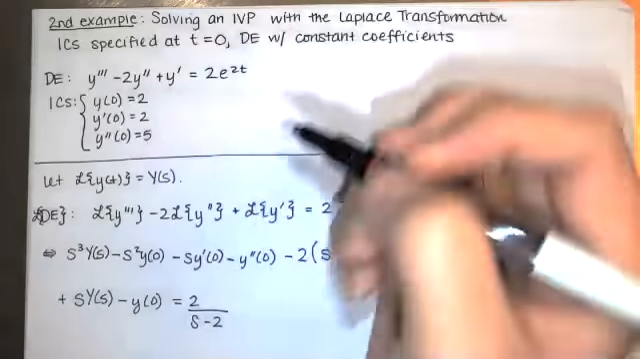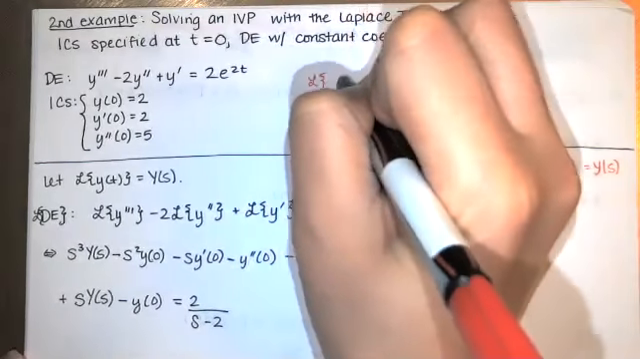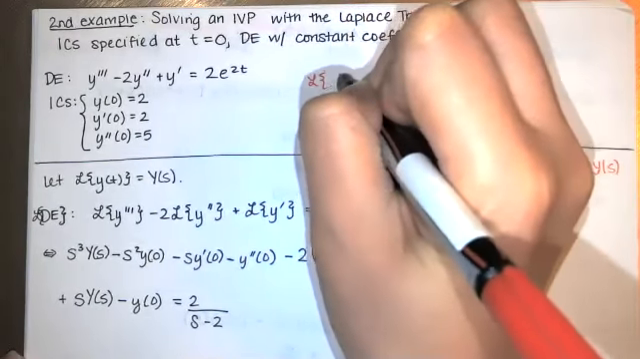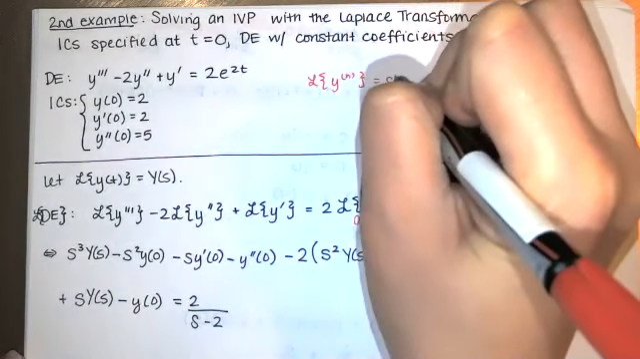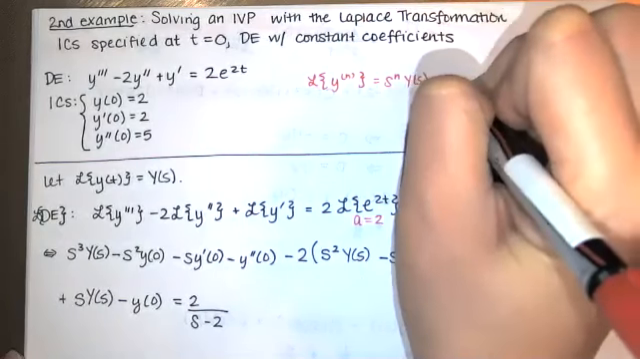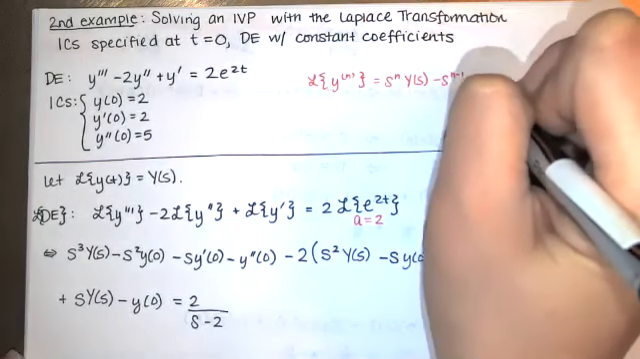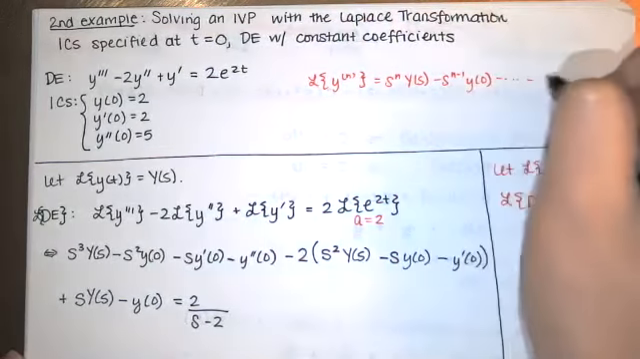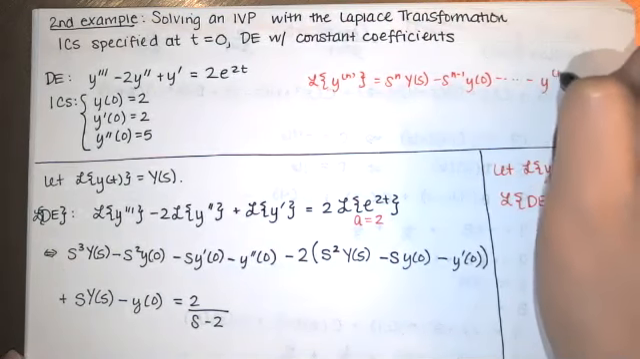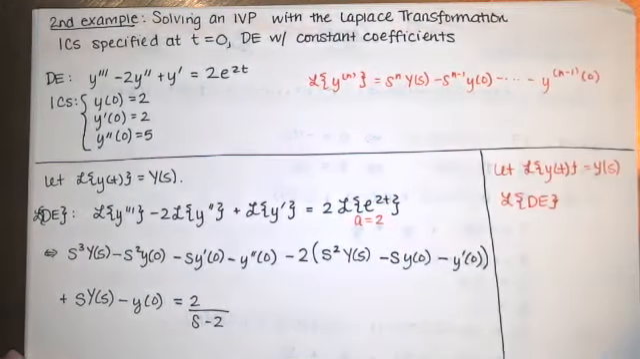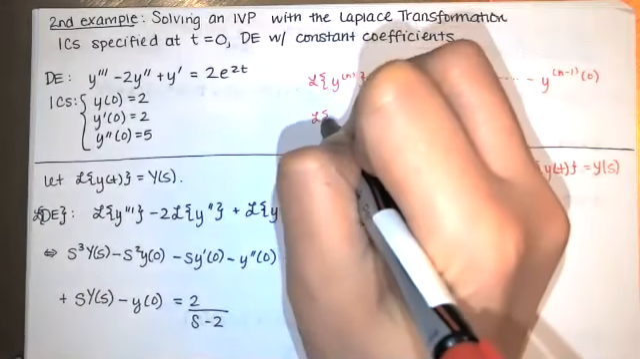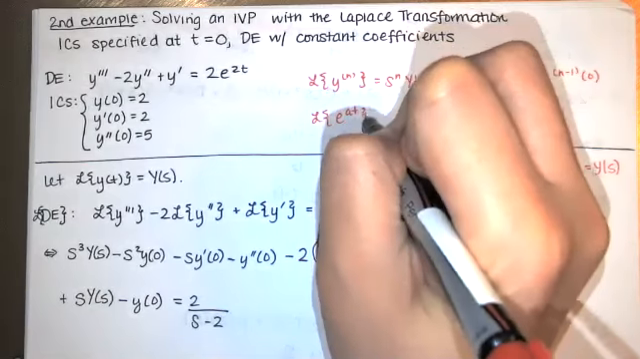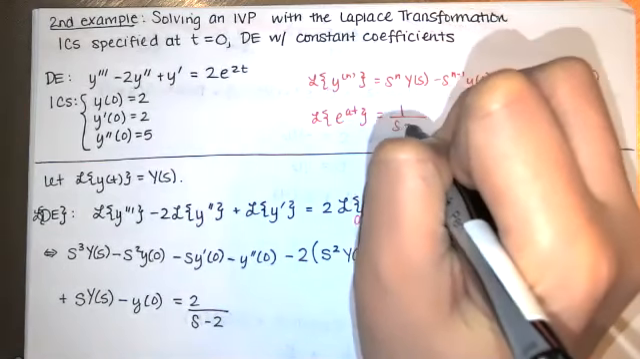Now again, I guess I didn't write it down. Maybe we should write this down. The Laplace transform of the nth derivative of y is s to the n times Y of s minus s to the n minus 1 times little y at 0, and then eventually you have the n minus 1th derivative evaluated at 0. That's what we have applied there. And then the Laplace transform of e to the at is 1 over s minus a.